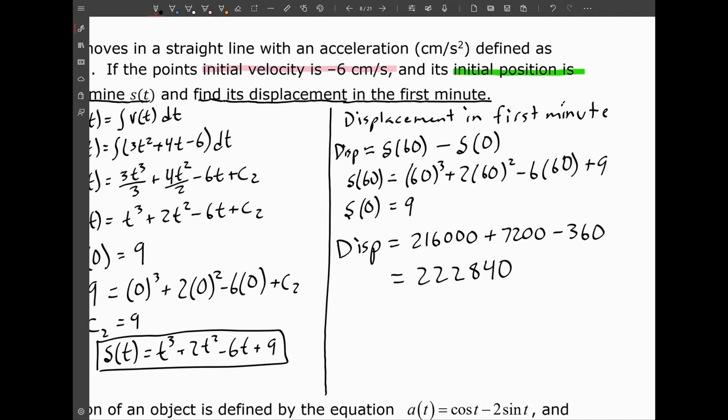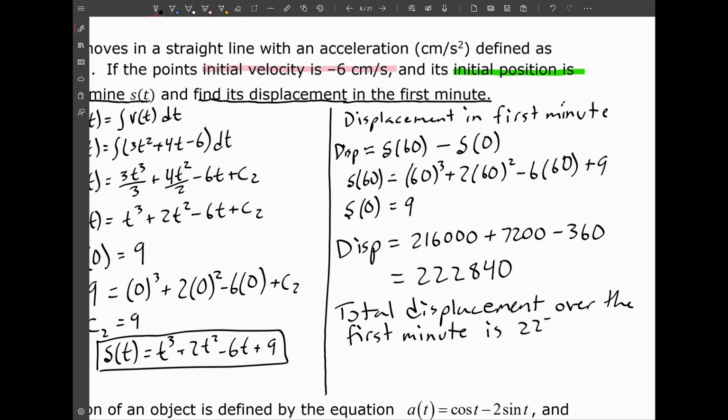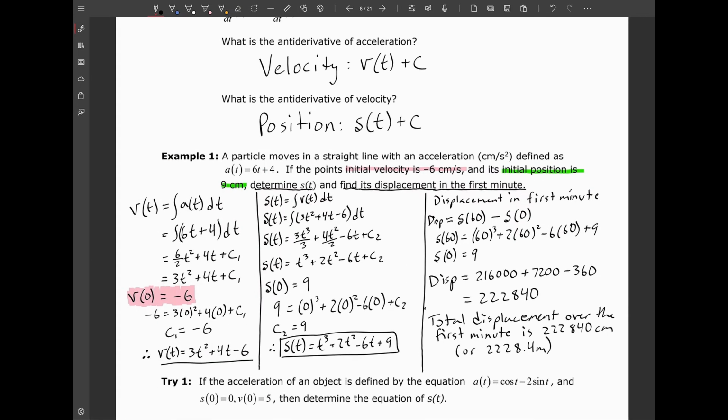222,840. So the total displacement over the first minute is 222,840 centimeters, or if you prefer, 2,228.4 meters. There we go. So that is how we can do a motion problem using differential equations.